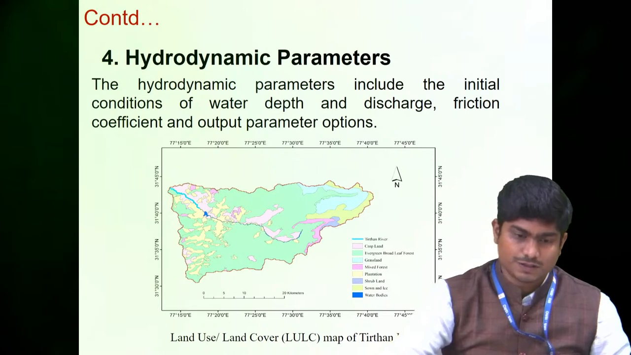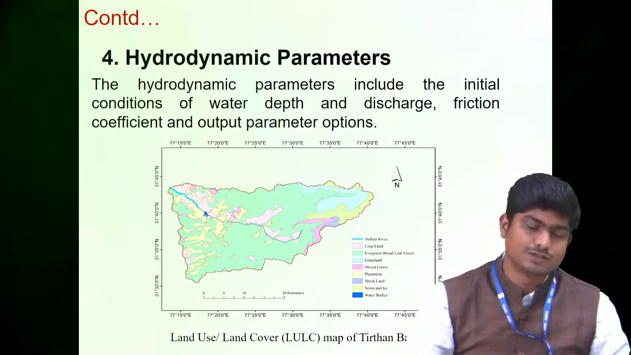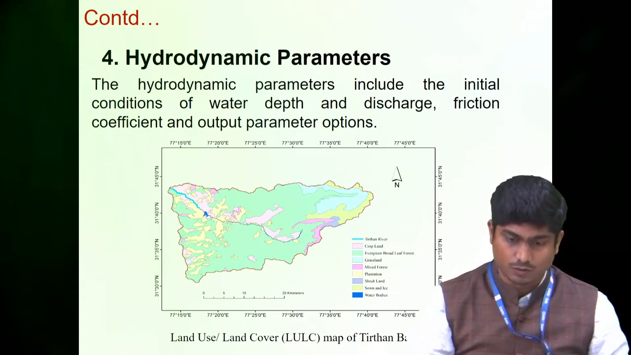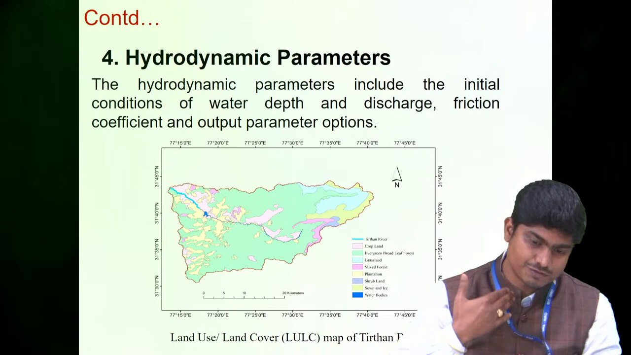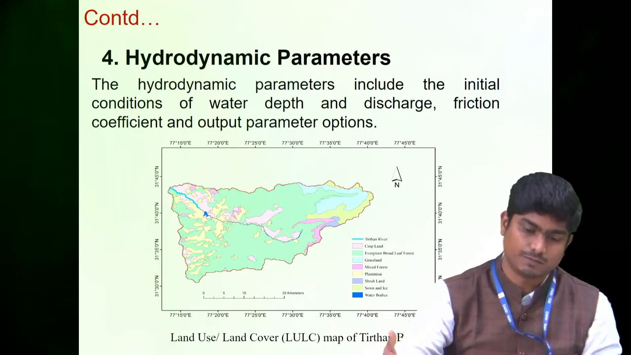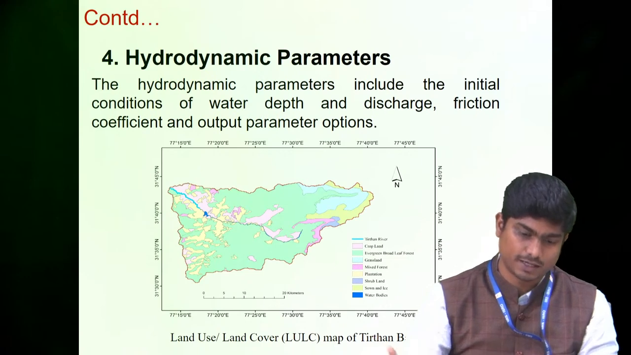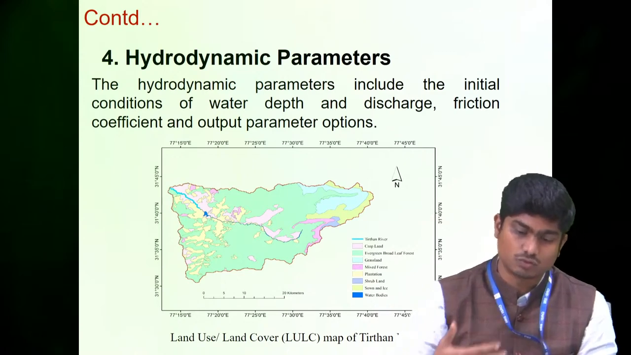Now next comes the hydrodynamic parameter. This is the fourth component that goes into your hydrodynamic model. As you know, whenever a flood wave is moving from upstream to downstream, it will go through different land classes. It will go through your channel, through some settlements, through agriculture, and through the forest.